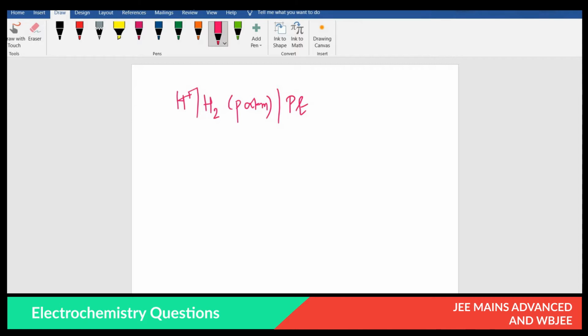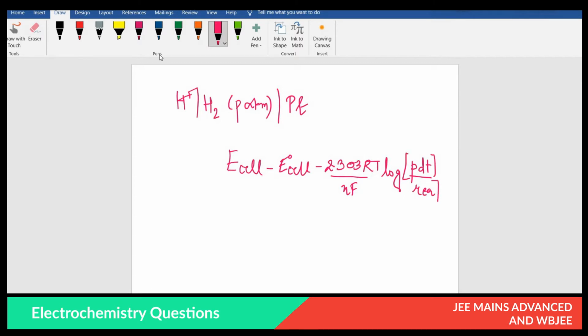Now we know that using the Nernst equation, E cell is E0 cell minus 2.303 RT by NF log of product by reactant, or if I have to be a little more precise, concentration of product by concentration of reactant.